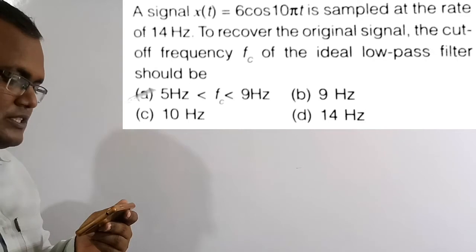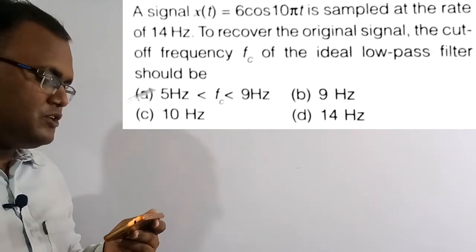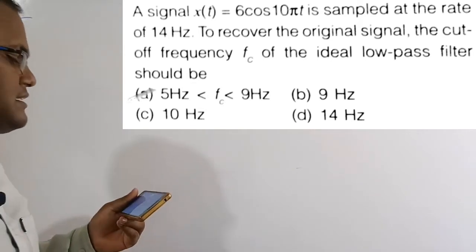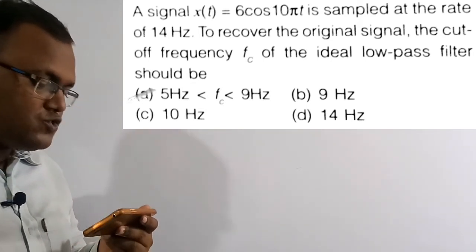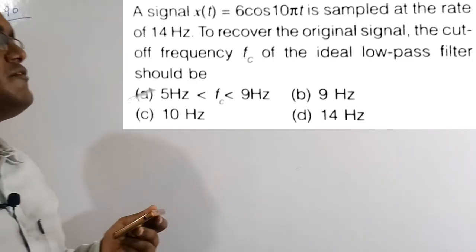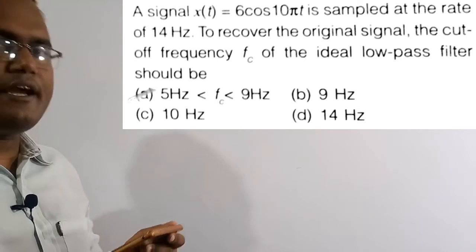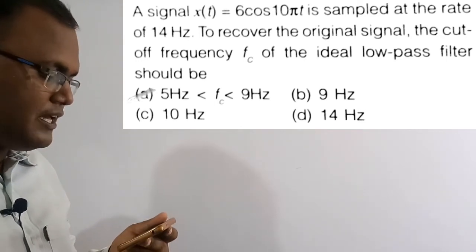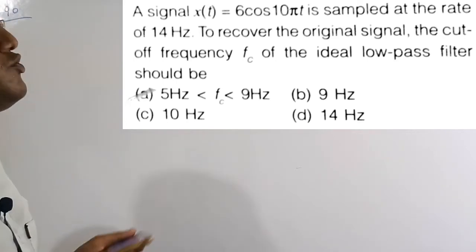To recover the original signal, the cutoff frequency of the ideal low pass filter should be. Here they are given the message signal and also the sampling frequency. So we will define what is the cutoff frequency of this low pass filter. In order to get back the original signal, we have to figure out FC. Out of the four options, option A, the FC has to lie between 5 hertz and 9 hertz. So let's solve this numerical.